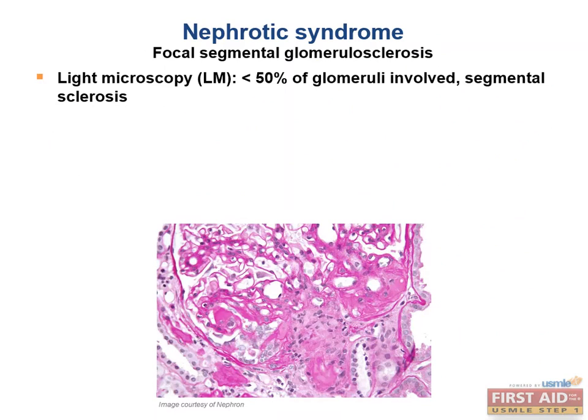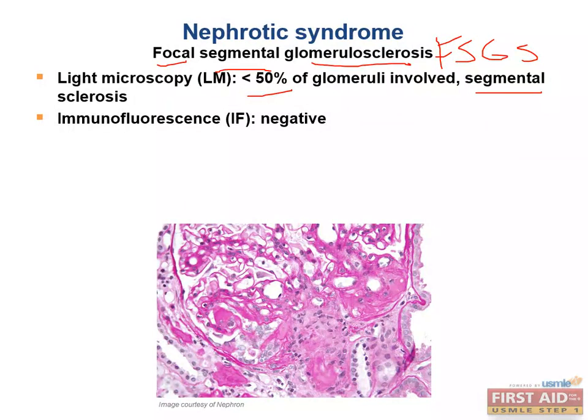The first nephrotic syndrome that we're going to discuss is focal segmental glomerulosclerosis, also known as FSGS. Just looking at the name, what percentage of the glomeruli will be involved? Well, we can tell that there will be less than 50% because it is focal, and because it is segmental, only parts of the glomeruli are sclerosed, meaning they look scarred. And this is going to be on light microscopy. When we look at immunofluorescence, the IF will be negative because there are no antibodies involved and therefore nothing's detected.